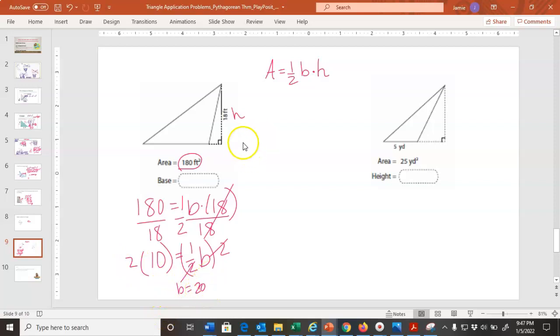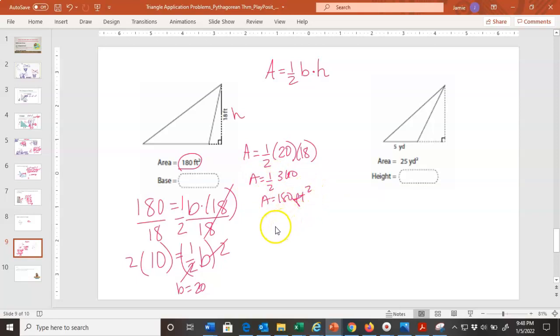We can always test this out. We could say, okay, area equals 1/2. The base we said was 20 and the height was 18. Let's see if we do in fact get 180. So 18 times 20 is 360. 360 times 1/2 is 180, sure enough. So you can always double check your work. Don't forget that 1/2 there like I almost did.